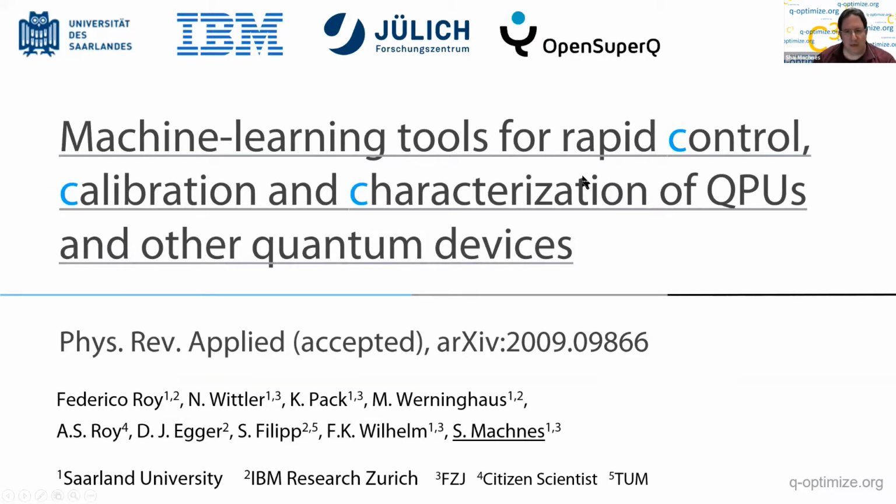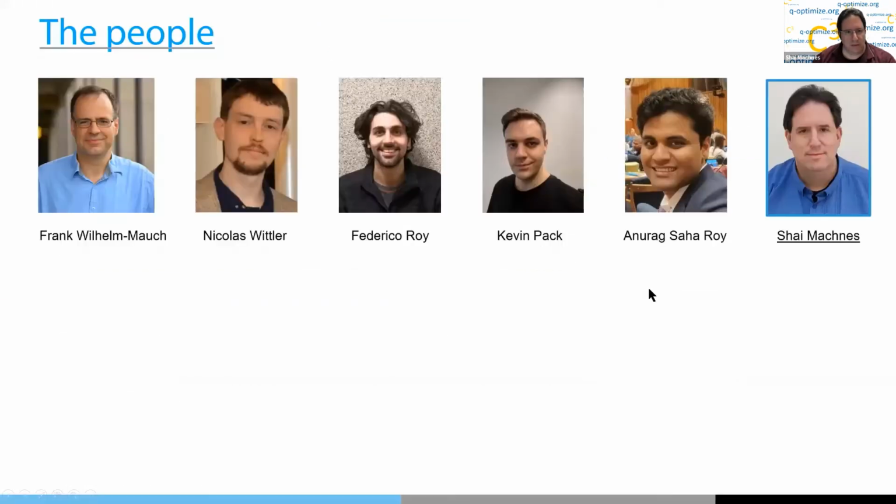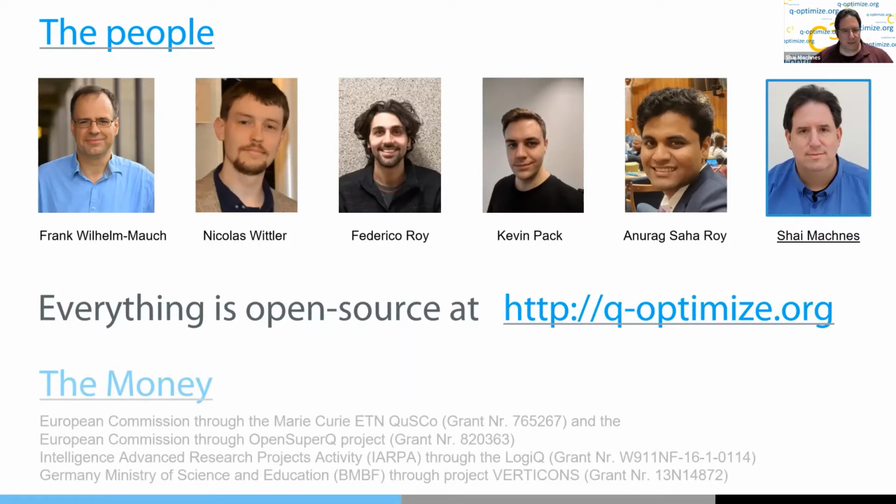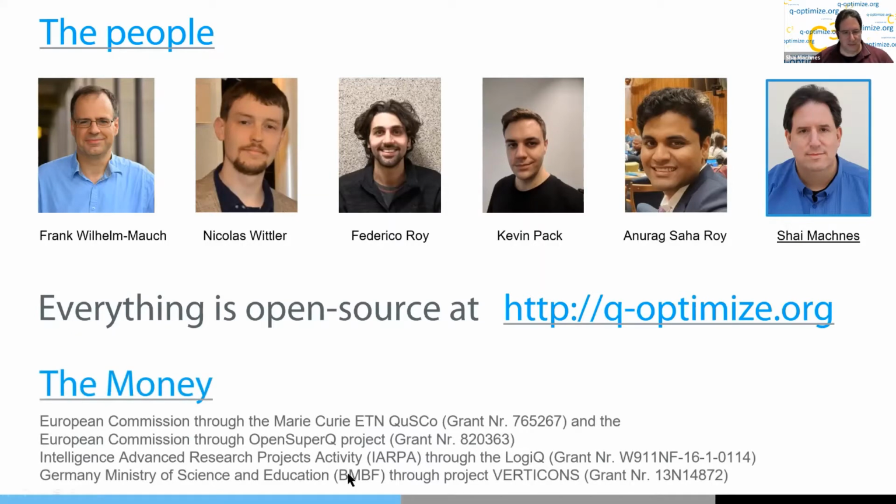All right, so I'm going to tell you about the work we've been doing basically over the past couple of years. These are the people that actually did the work. The group is of Frank Wilhelm-Mauch, and we had the graduate students Nicholas, Federico, Kevin, and Anurag, who at the time was a volunteer. Everything I'm going to talk about, all the software, is available at qoptimize.org. You'll have this written basically on every slide, and these are the funders that paid for this work.